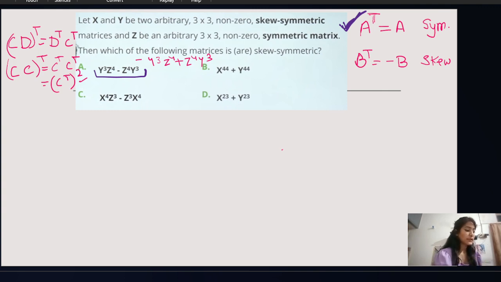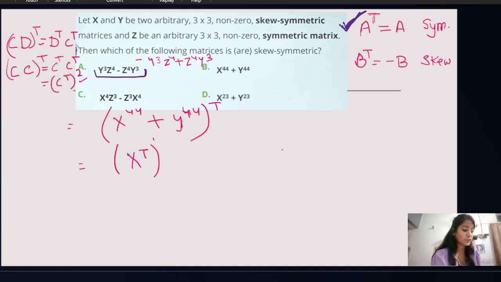Okay, so the next option is X^44 plus Y^44. So now we have to find the transpose of this matrix. So we can write it like this: X transpose, 44 will come outside by this property I have already explained, and here again the same. So X transpose will be minus X here because this is the skew symmetric matrix.